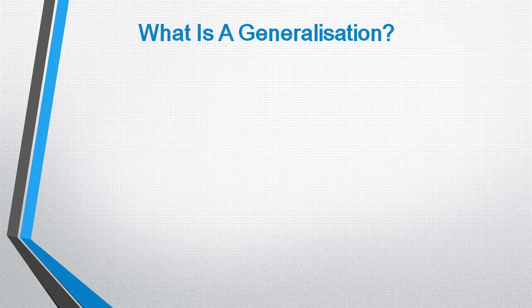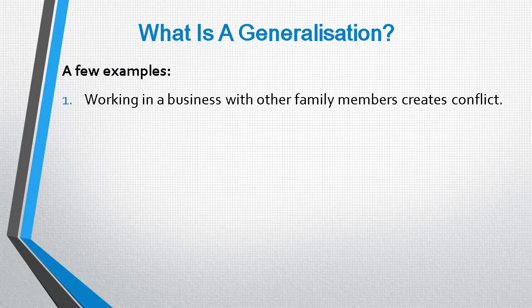But first, let me show you what generalizations actually are. And I'm going to do that with a few examples. Here's the first example. Working in a business with other family members creates conflict. Now, I know several people who work in a family business and they don't argue. They don't have any conflict with their family members. So, from their point of view, this sentence would be completely wrong. So this generalization is inaccurate.